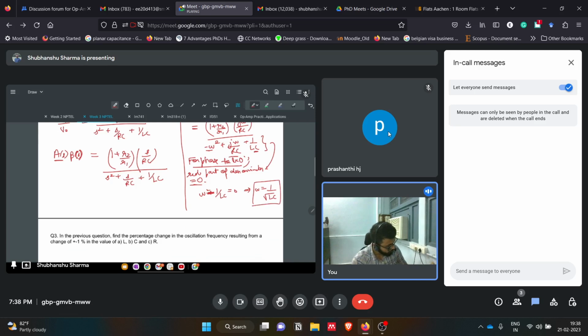So I'll just add one more page here. Edit pages. Add one page.